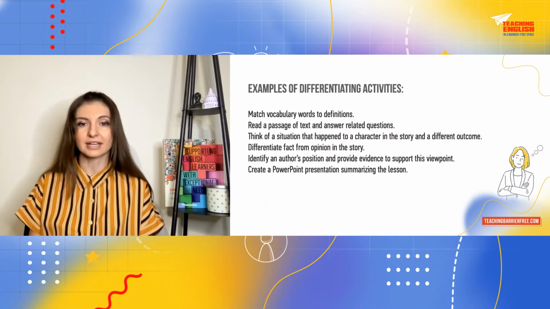Examples of differentiating activities can be matching vocabulary words to definitions, reading a passage or text and answering related questions, thinking of a situation that happened to a character in the story and a different outcome, differentiating fact from opinion in the story, identifying an author's opinion and providing evidence to support this viewpoint, creating a PowerPoint presentation and summarizing the lesson.